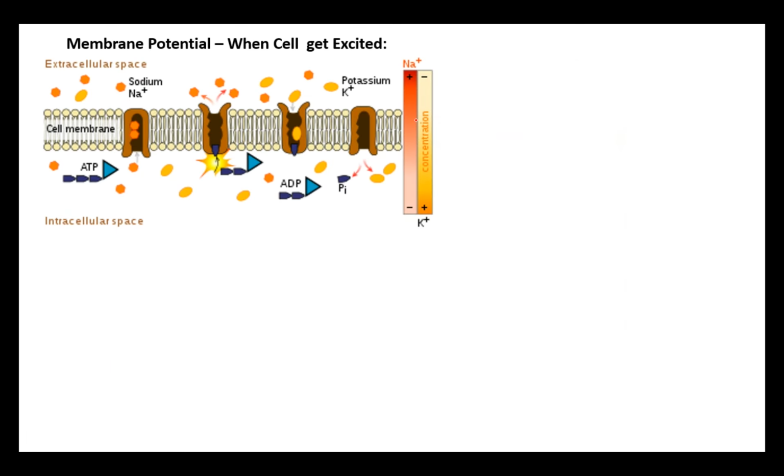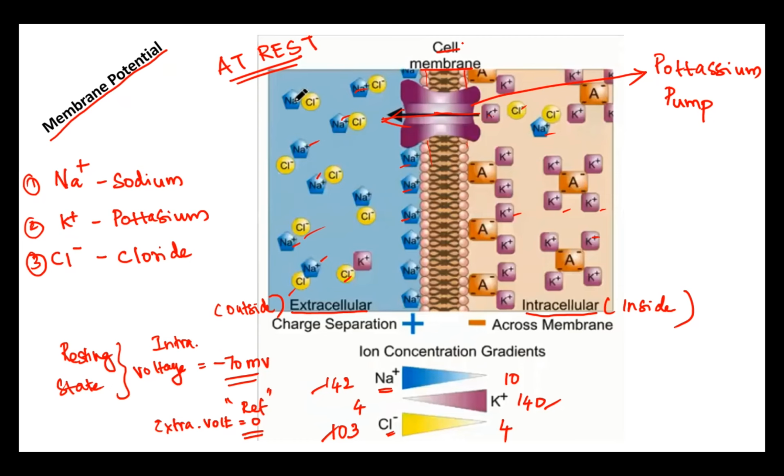We'll discuss when the cell gets excited, how it gets excited, and what happens if it is excited. If I am going to excite some cell, I give some stimulus through an electrode, and I excite the cell in the resting state. What happens first? There will be a first transport. First ion transport: what ions will move?